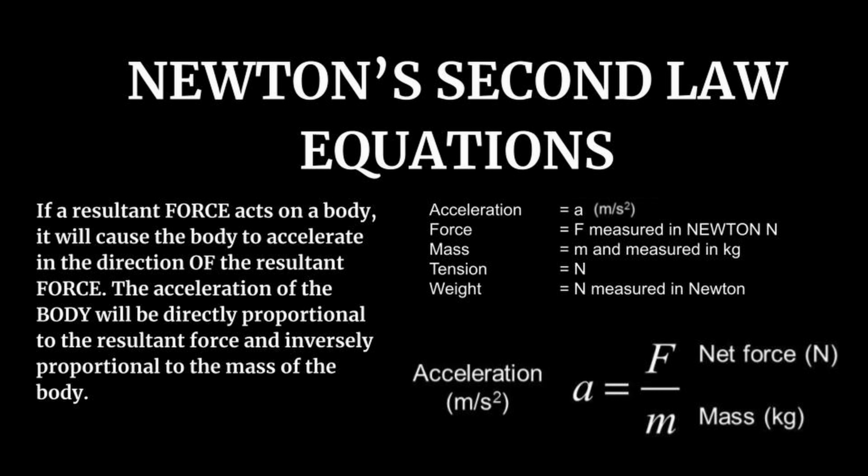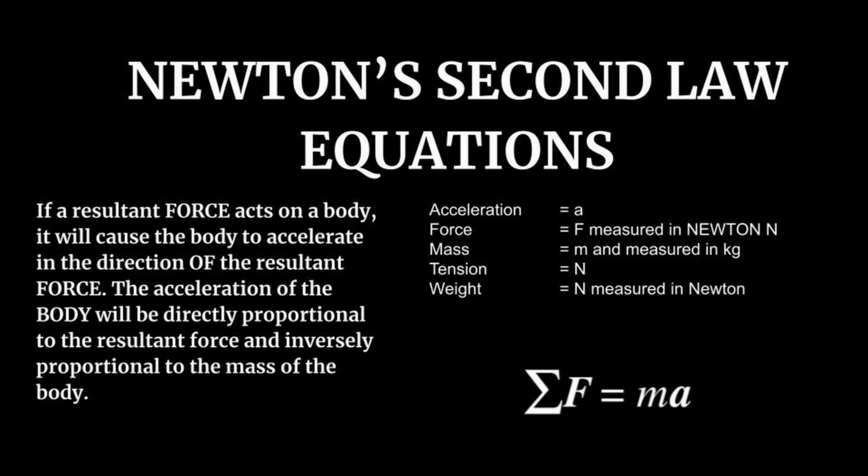Acceleration is indicated by a small letter a. It is measured in meters per second squared, and the symbol is m.s^-2. Force is indicated with a capital letter F and is measured in Newton, and the symbol is a capital letter N. Mass is indicated by a small letter m and measured in kilograms, and the symbol is kg. Tension is indicated by a capital letter T, measured in Newton, and the symbol is a capital letter N. Weight is indicated by a capital letter W, measured in Newton, and the symbol is a capital letter N. The formula for the second law is net force equals mass times acceleration.